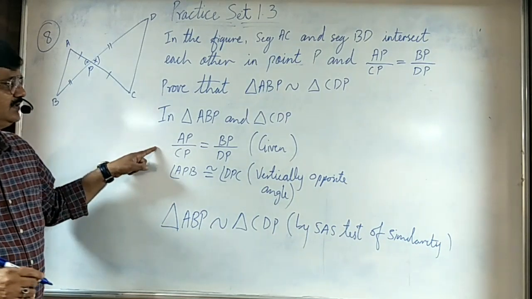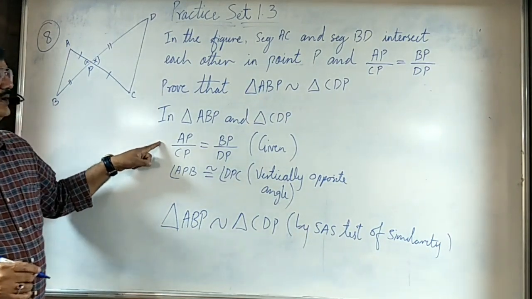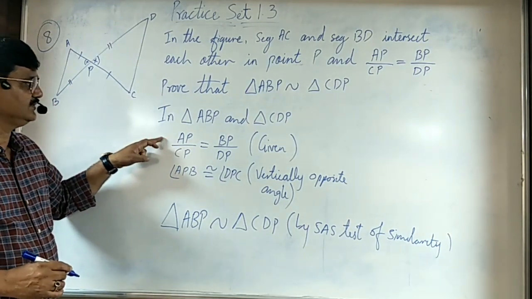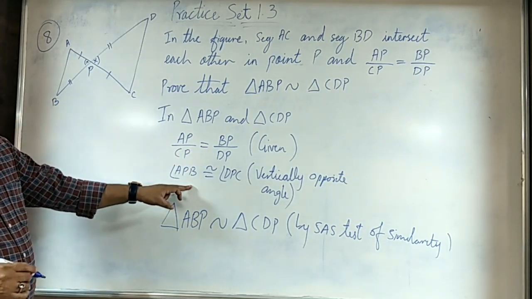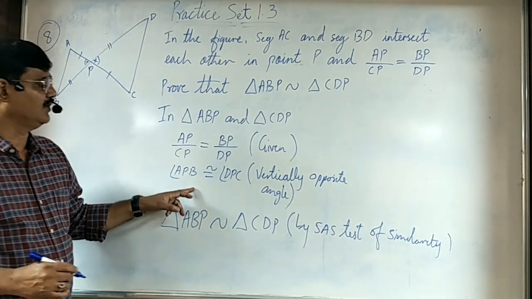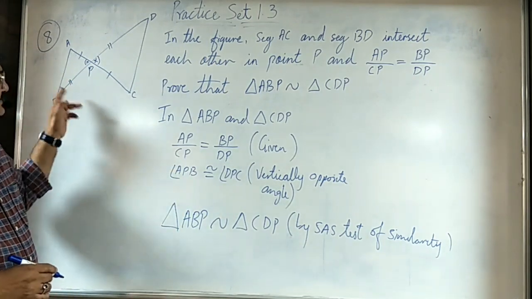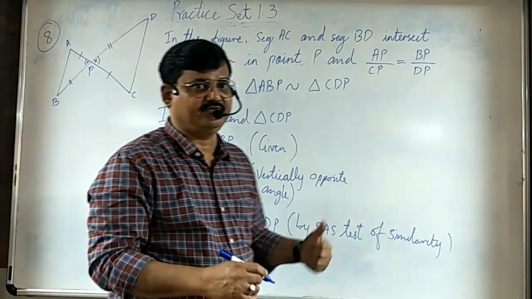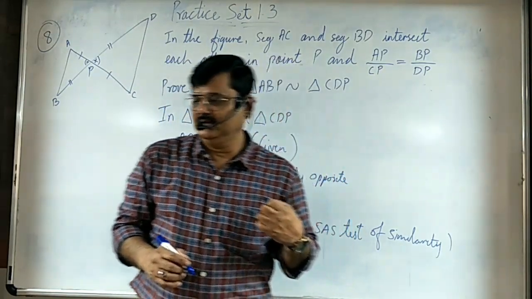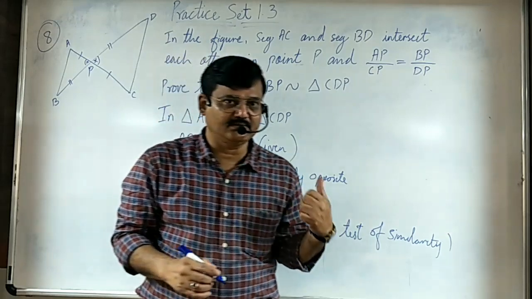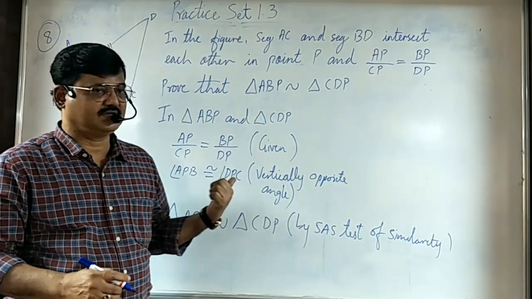So here you can see the ratio of the corresponding sides. Two corresponding sides have been given to us, and I have proved one angle, the vertically opposite angle, which was not given. We have got it, and therefore the two triangles are similar by SAS test. So we have done the AA test common sum, the SSS test common sum, and now we did the SAS test common sum.